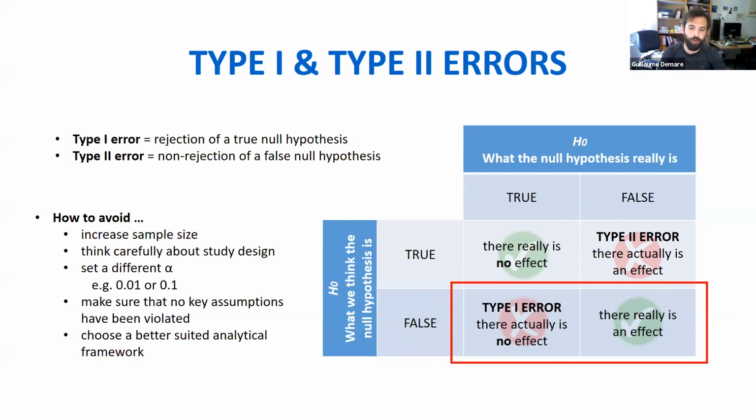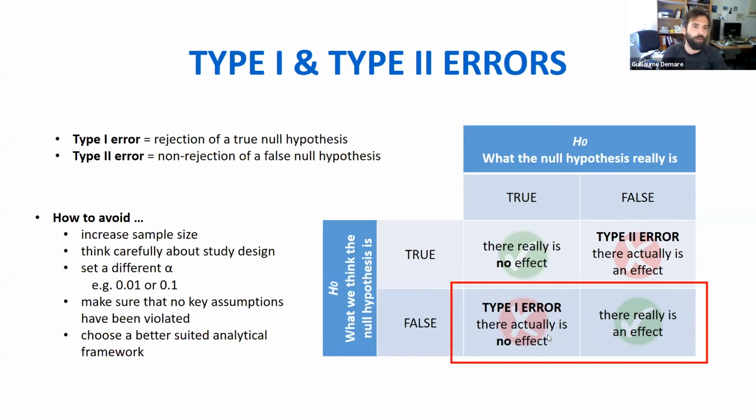So we are in that region. It doesn't mean we're right. It just means that the truth there could be that the hypothesis really is false, and we should indeed reject it. So we could be in that region here and be correct, but we could also be making a type 1 error, where we are rejecting the null hypothesis when actually there is no effect.